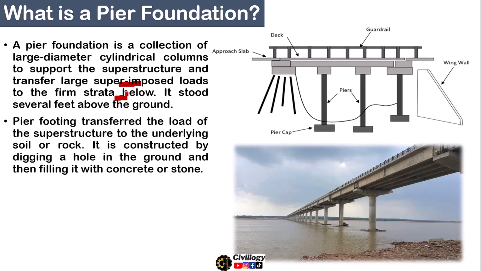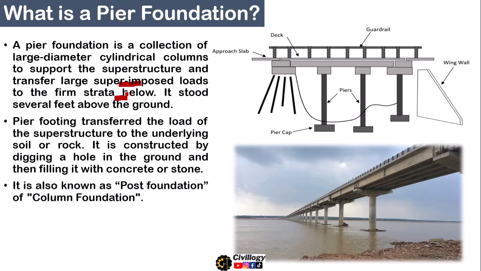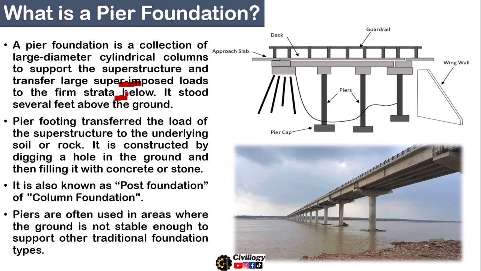Pier footings transfer the load of the superstructure to the underlying soil or rock. It is constructed by digging a hole in the ground and then filling it with concrete or stone. It is also known as post foundation or column foundation. Piers are often used in areas where the ground is not stable enough to support other traditional foundation types.